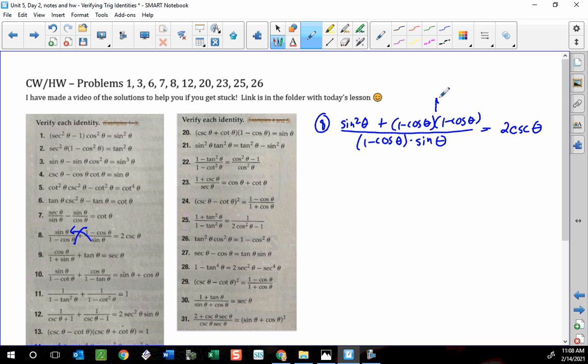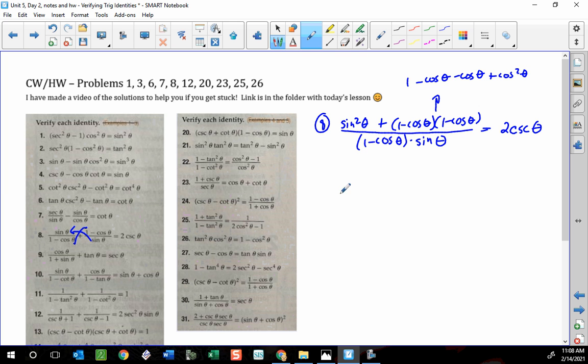All right, so this guy right here, let's do that. 1 times 1 is 1. 1 times minus cosine is minus cosine. Minus cosine times 1 is minus cosine. We're just FOILing. And minus cosine times minus cosine is plus cosine squared. All right, so I can clean that up when I write it.